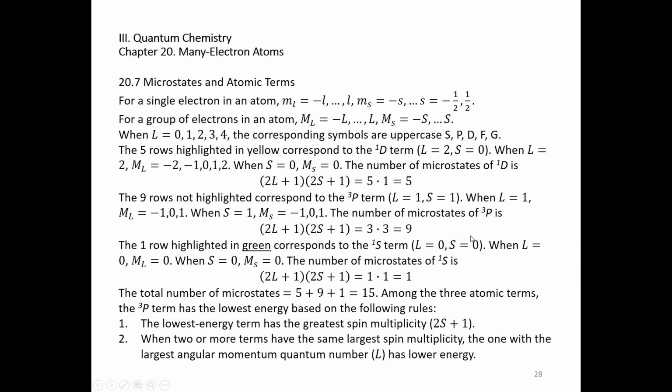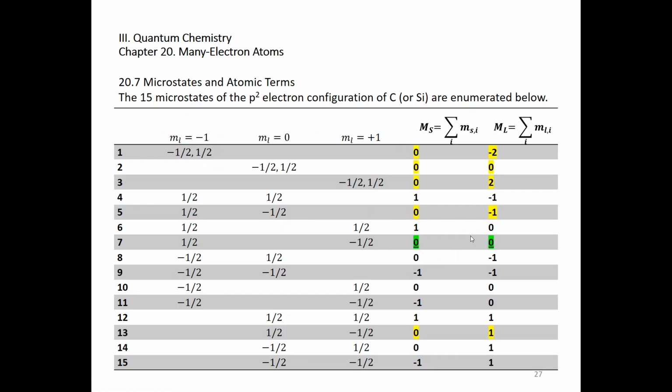But again, let's just look at the previous page. Let's look at this 0. M sub S can only be 0. M sub L can only be 0. That means S is 0 from here, and L is 0 from here. So the idea is very simple. We're going to just make some rectangles. The rows and columns are possible values of m sub S and m sub L.